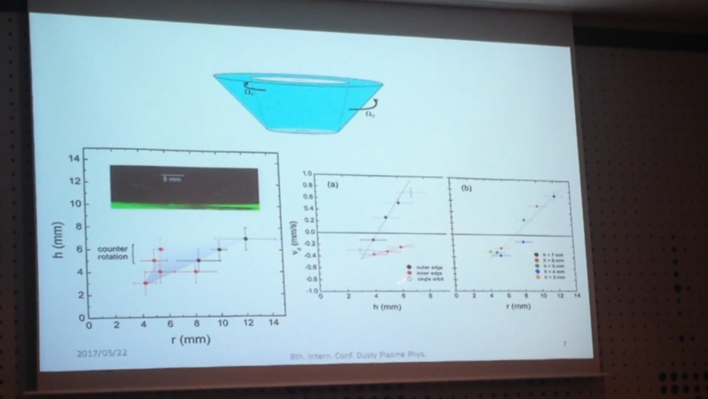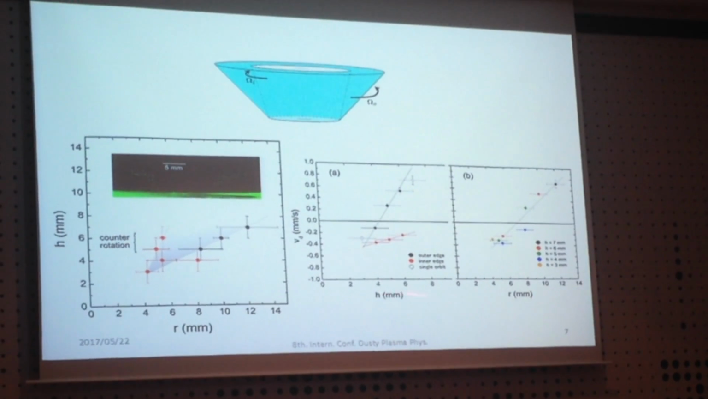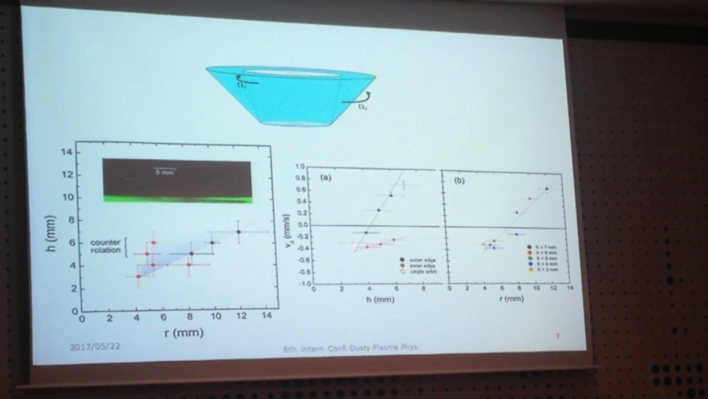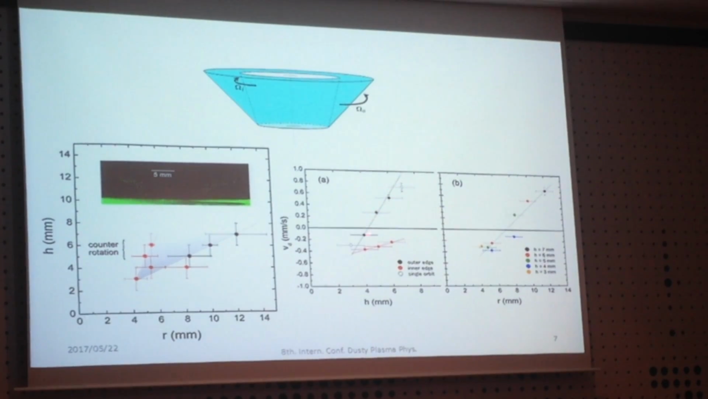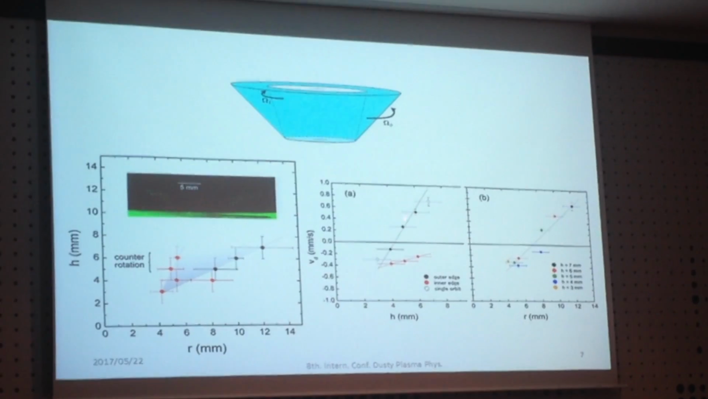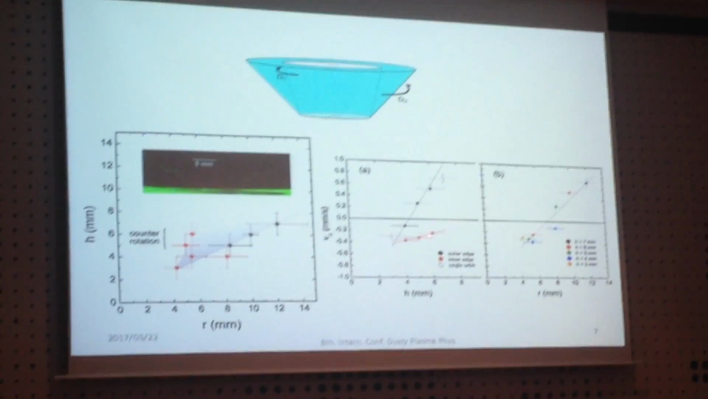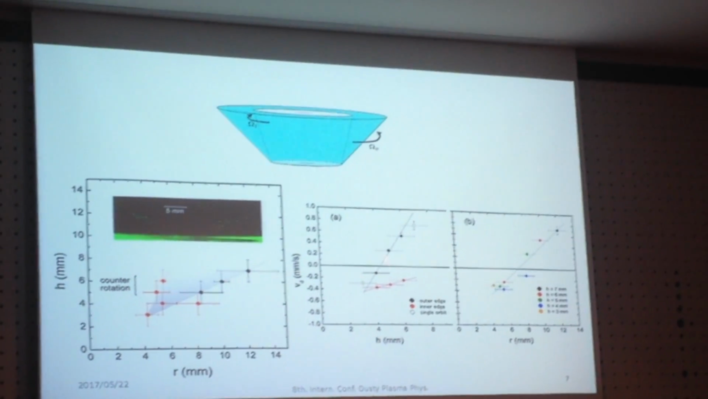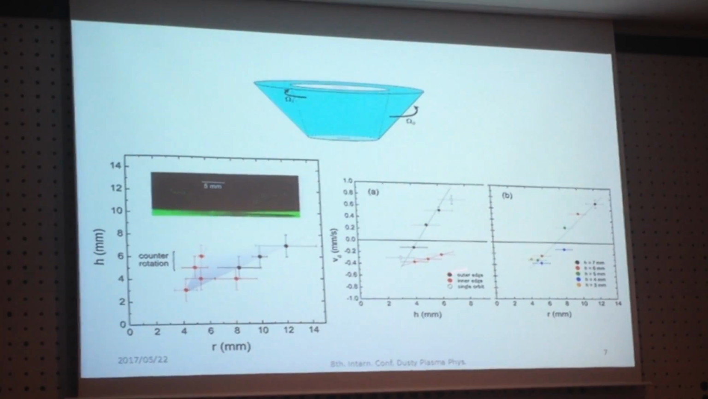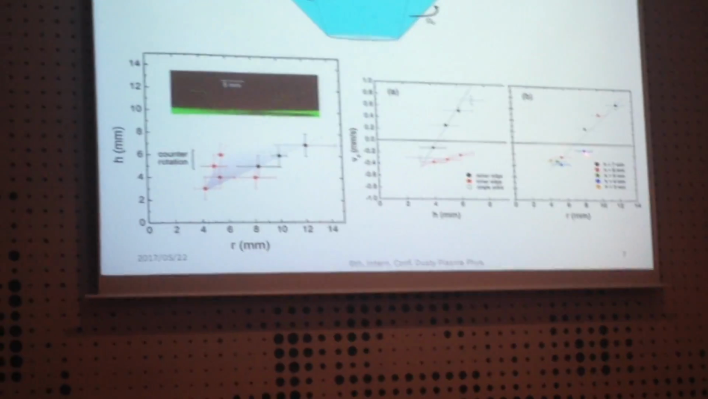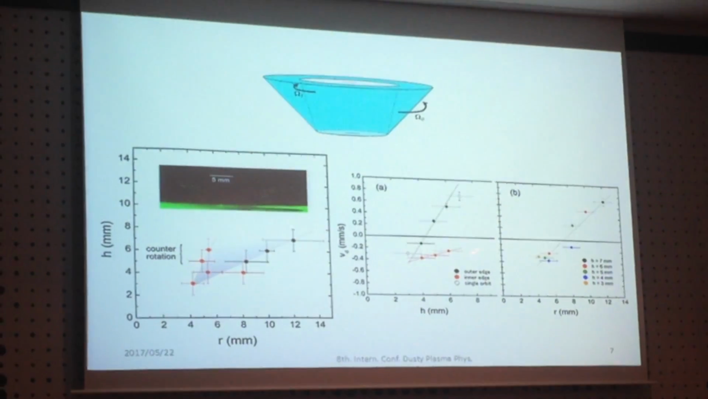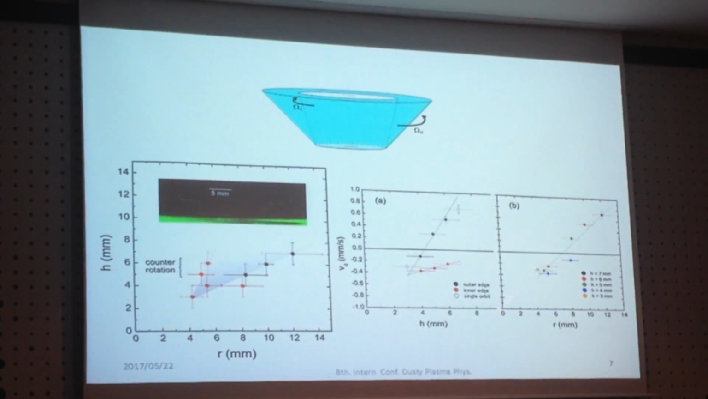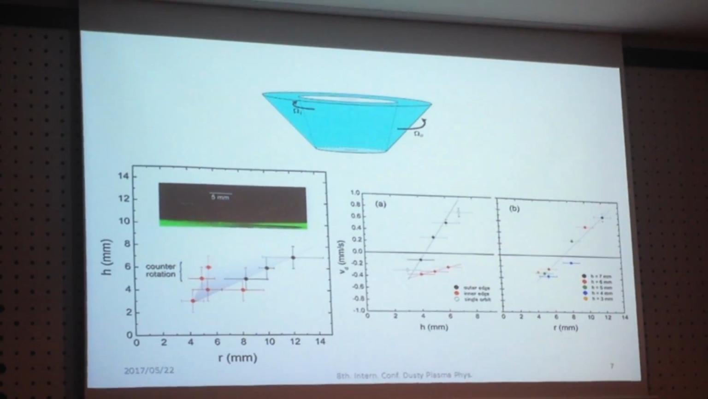This is the velocity distribution as a function of height and radius. The black dots are the particles located at the outer edge rotating counterclockwise, and the red ones are rotating clockwise inside. Both have light on them. As a function of radius, the rotation velocity of the dust lies on one single line.